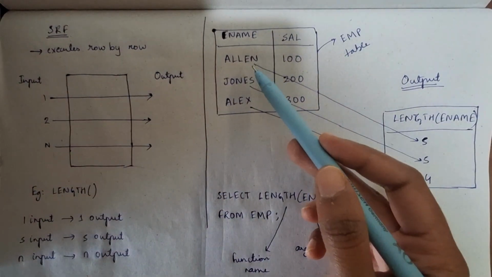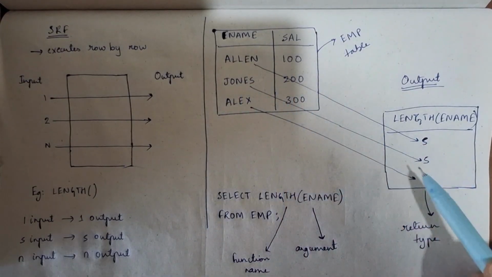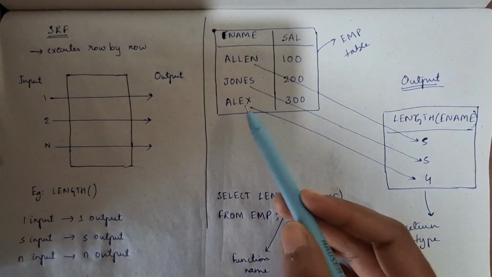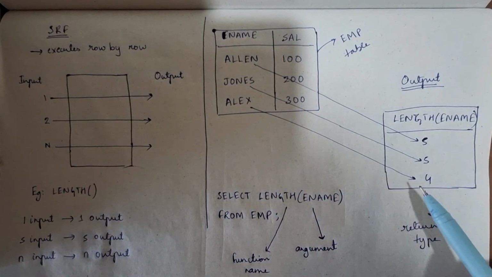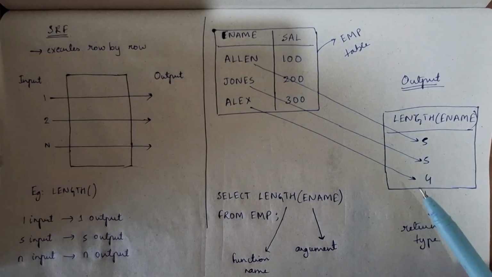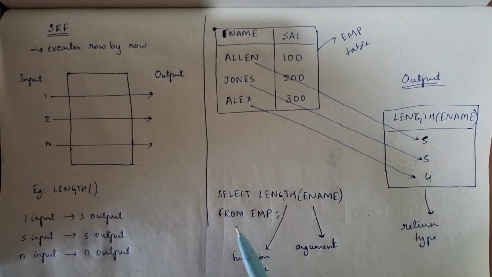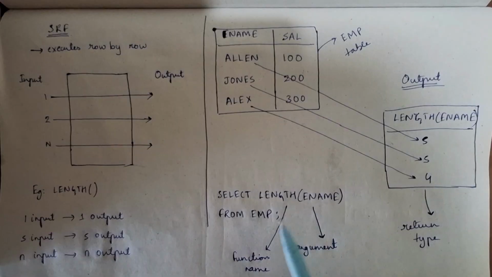First row, Alan, length is 5. Second row, Jones, length is 5. Third row, Alex, length is 4. So for 3 rows we got 3 outputs. That is why it is called an SRF function, because we got 3 outputs for 3 inputs. So guys, please know this: length is the function name, ename is the argument, and the output is the return.